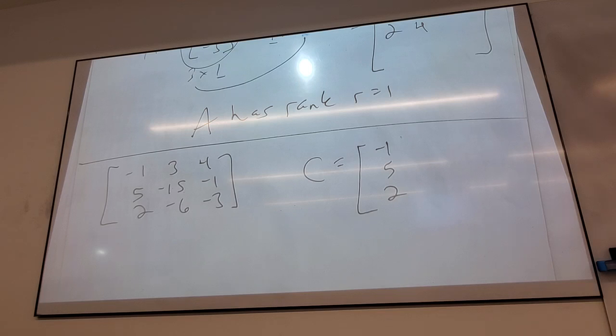If I'm comparing two vectors, what's the only way that they're dependent? If one of them is a multiple of the other one. Is 4, negative 1, negative 3 a multiple of negative 1, 5, 2? No. Do you guys see that?